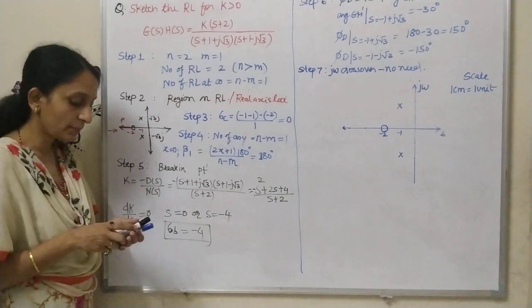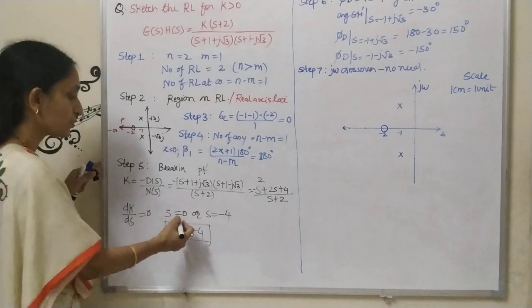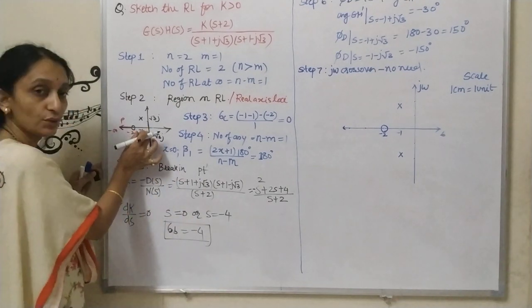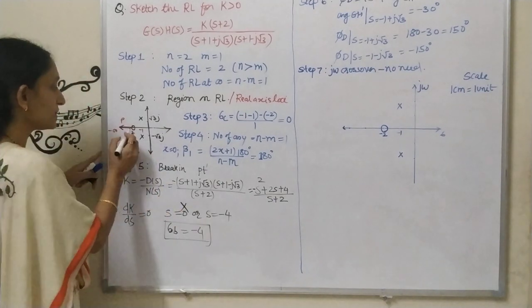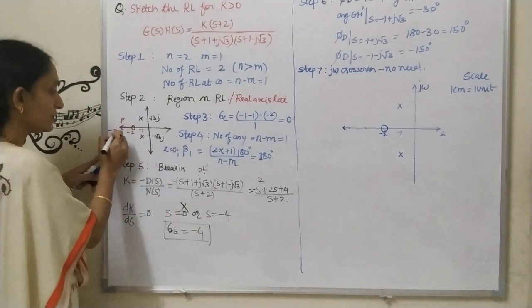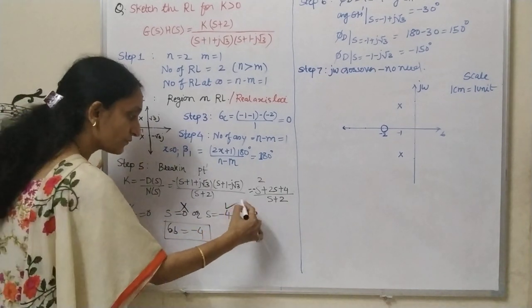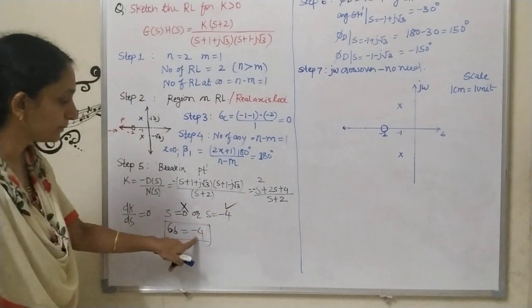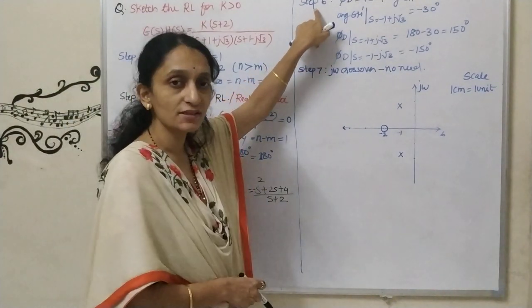From the breakaway or break-in points we need to check which is valid. s equal to 0 is not part of the region on the root locus, so this is not a valid breakaway point. s equal to minus 4: you can see from minus 2 to minus infinity will be part of the region on the root locus, so this is a valid breakaway point. I have written sigma b equal to minus 4.